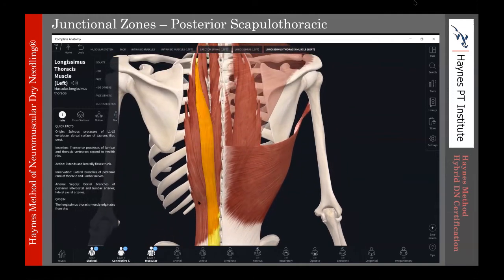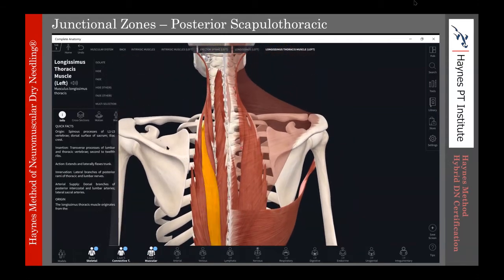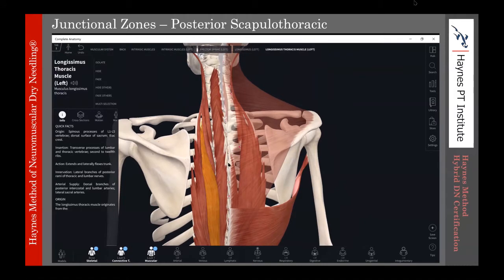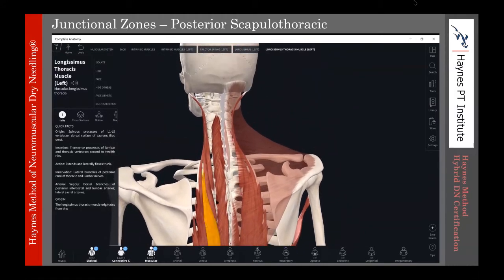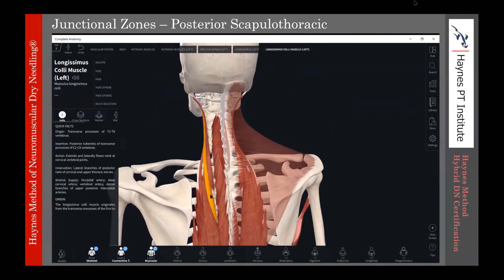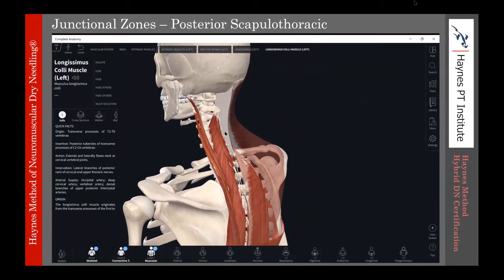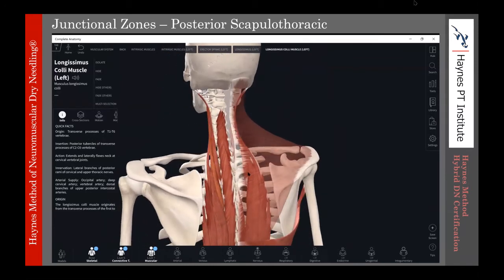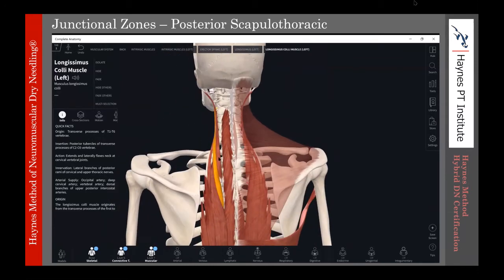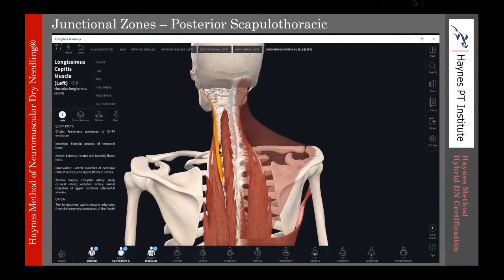As we start to get into the thoracic spine, you will start to see a little bit of a lateral migration away from midline of the longissimus thoracis. So we move a little bit more into the cervical region. Then we find 2 more smaller structures. One is the longissimus cervicis, because it attaches to the cervical spine, and medial to that is the longissimus capitis, because it's attaching to the skull.